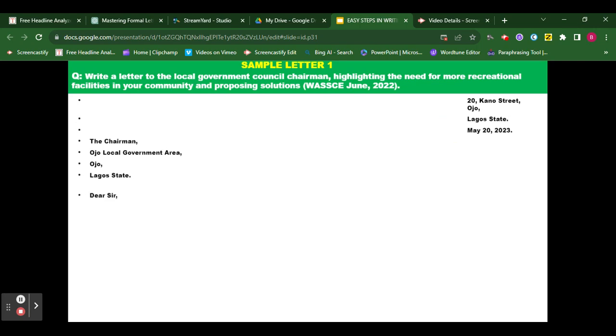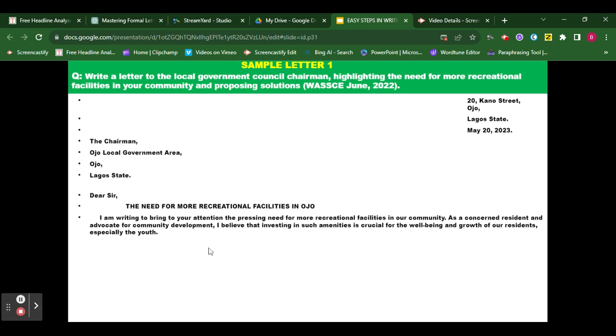The next is the salutation, Dear Sir. All right, these are things we learned in the easy steps. So now I'm showing you how you can write a formal letter practically. Now, after the salutation, it is the title. The need for more recreational facilities in Ojo. Take note that we have taken this title from the question, from the prompt, highlighting the need for more recreational facilities in your community and proposing solutions. So the need for more recreational facilities in Ojo. So I state the area instead of simply repeating 'in my area', okay?